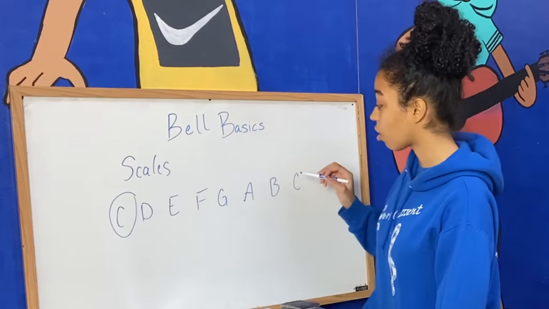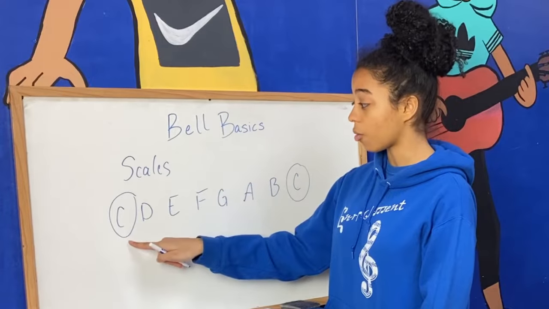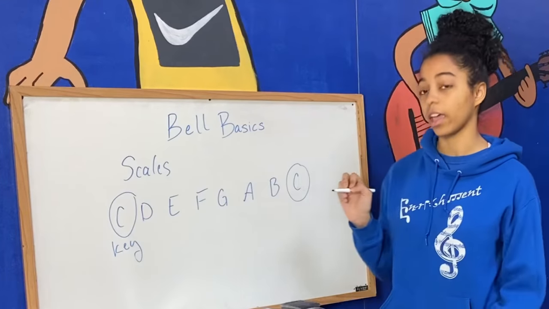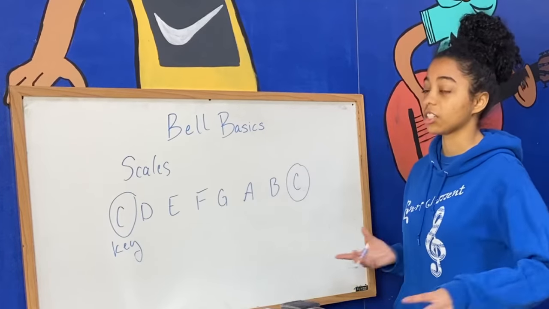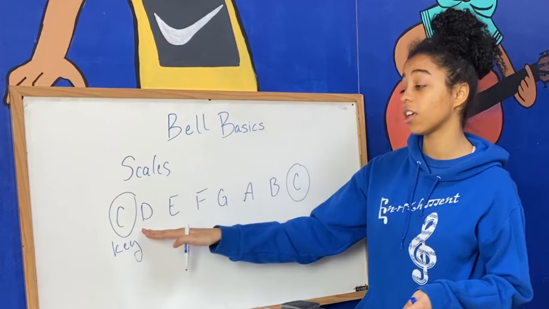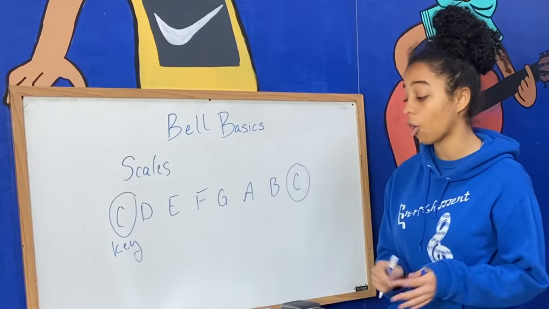Our C is our home base note in this scale. So our home base is called a key, and our key determines the tonal basics of any piece of music. We start at C, we end at C, we always go back to C. That's our home base note.